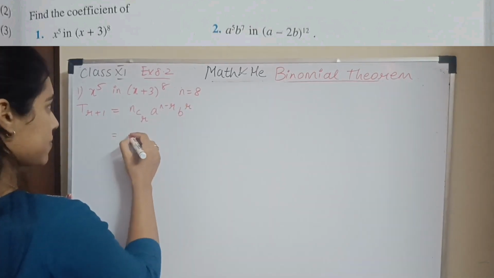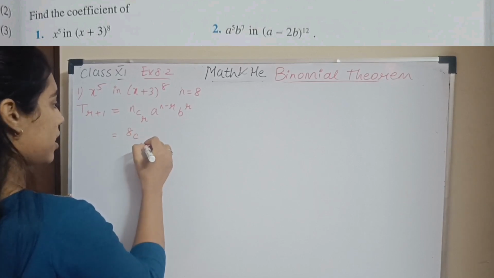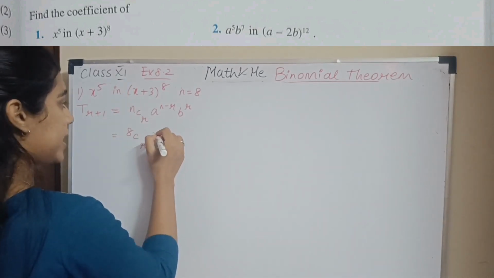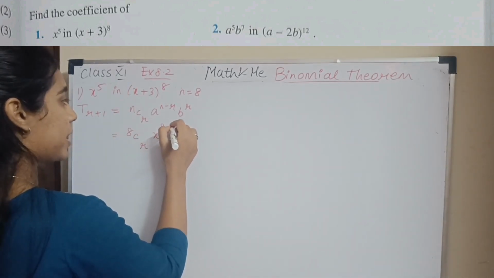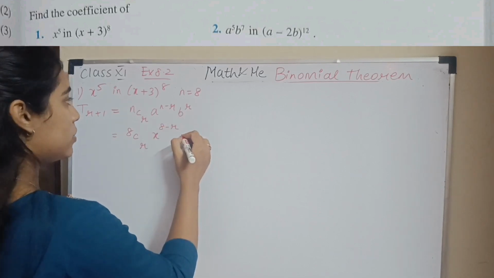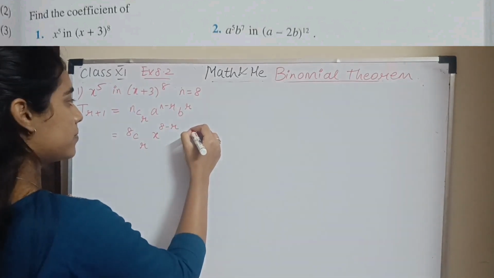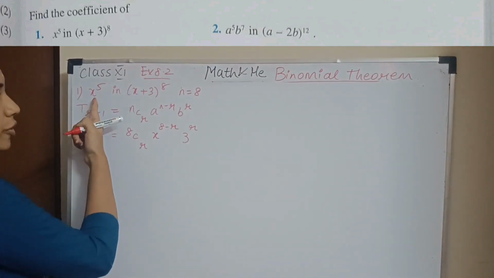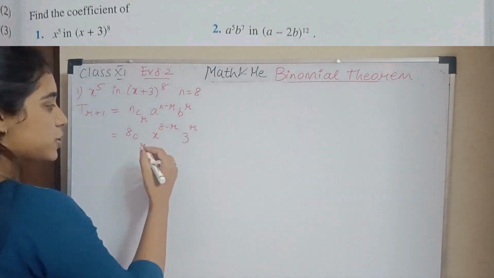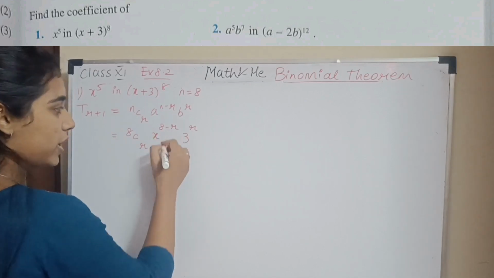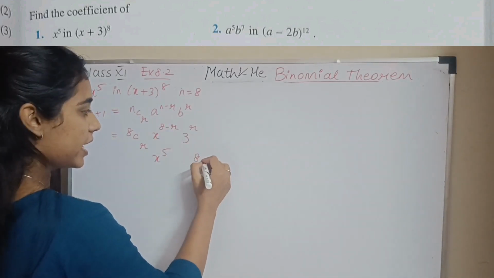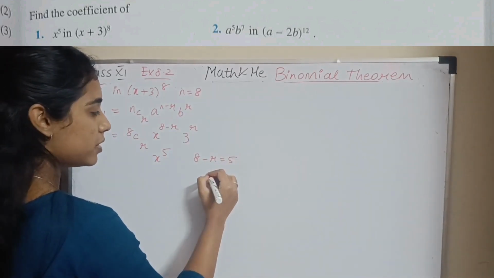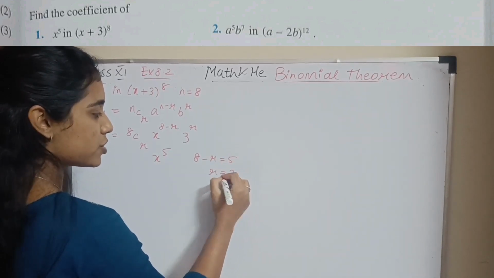So this becomes 8Cr. What is my a? x to the power 8 minus r, and b, which is 3 to the power r. So basically I want my coefficient of x power 5. So I need x power 5. When I equate the powers, I have 8 minus r equals 5. r equals 8 minus 5, which is 3.